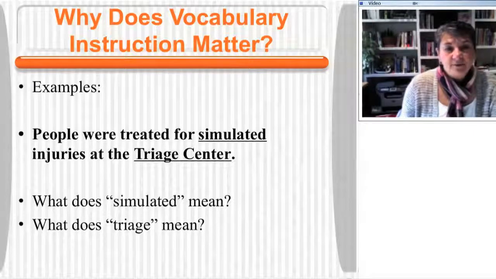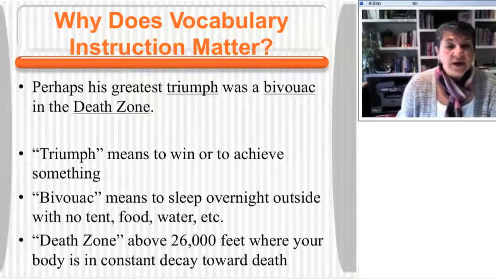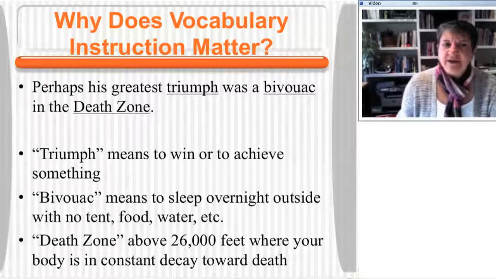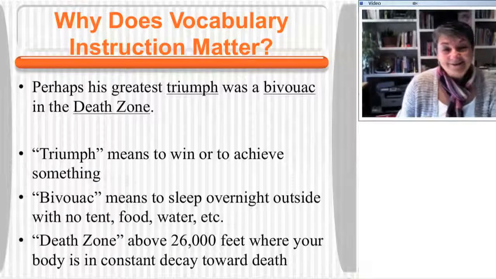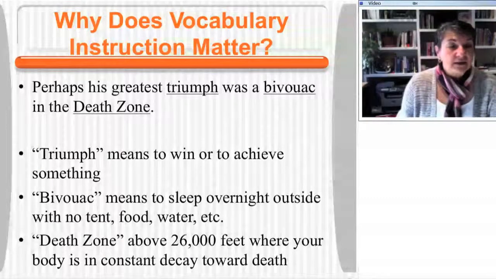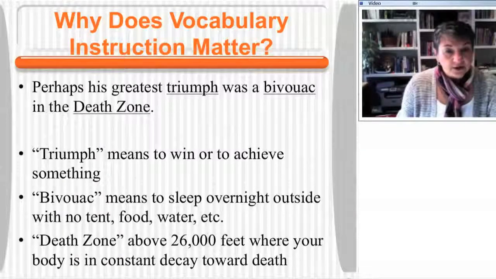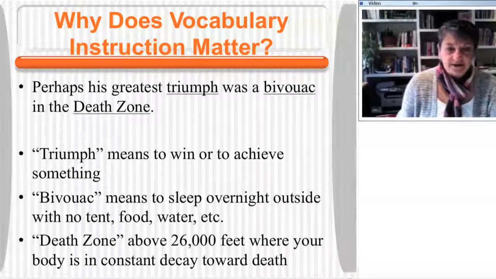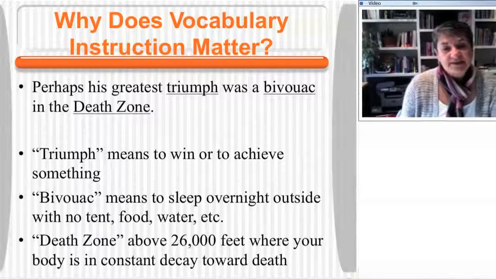Let me move on and talk about another example. Perhaps his greatest triumph was a bivouac in the death zone. Wow, that's an interesting sentence, but do you know the meaning of the sentence? Okay, so let's take a minute to figure this out. Triumph means to win or achieve something. Bivouac means to sleep outside overnight with no tent, no food, no water, nothing. And the death zone is above 26,000 feet. Mount Everest, for example, is in the death zone, where your body is in a constant state of decay towards dying.